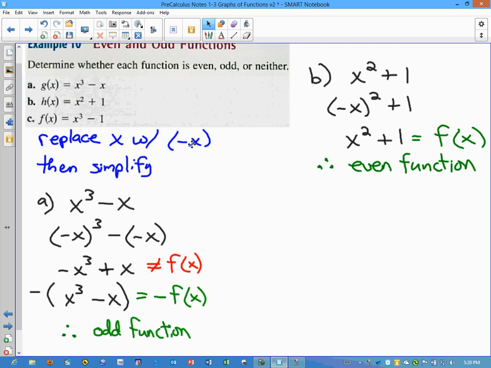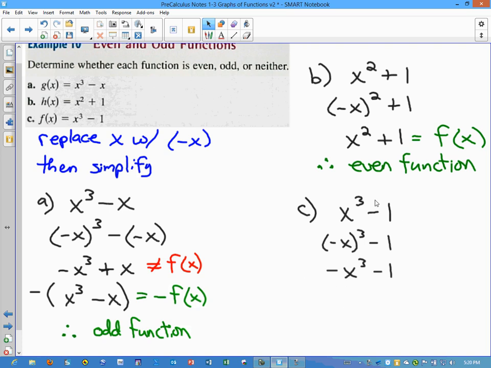So if you replace x with negative x and you get the same thing, you have an even function. If you get the negative of what you started with, you have an odd function. If you don't get either of those two, you would have neither. Let's take a look at that example. So if we look at C, we have f of x equals x cubed minus 1. That's our equation, or our expression. And here I'm first going to replace x with negative x. That gives me negative x quantity cubed minus 1. Then I simplify. So 3 negatives is a negative, which gives me this expression.